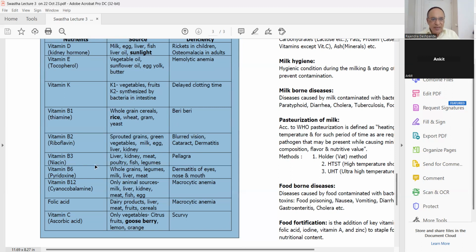B3 is niacin. It is present in animal liver, kidney, meat, poultry, eggs, fish, and legumes. And in the deficiency of B3, you get pellagra. These are all questions that will be asked in the oral. Tell the deficiency of B1. Tell the deficiency of B2. Tell the deficiency of B3.